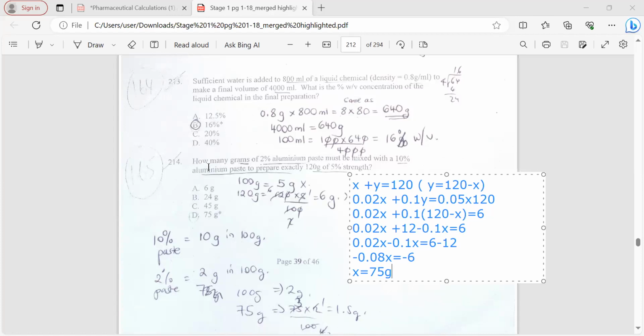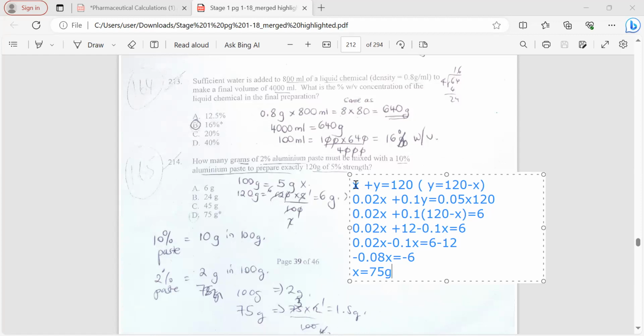So the question asks: how many grams of 2% aluminium paste must be mixed with 10% aluminium paste to prepare exactly 120 grams of 5% strength? So we have one paste at 2%, the other at 10%, but what we want is 5%. So how much of each do we add? We know if we take x grams of 2%, we add y grams of 10%, we should get 120 grams in total.